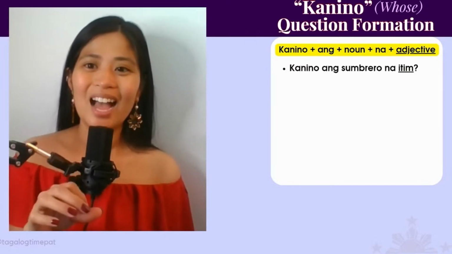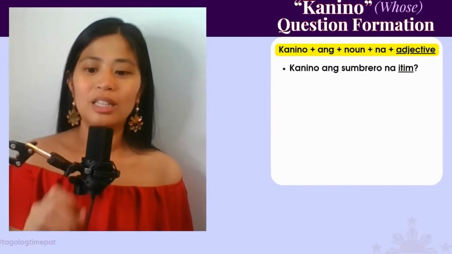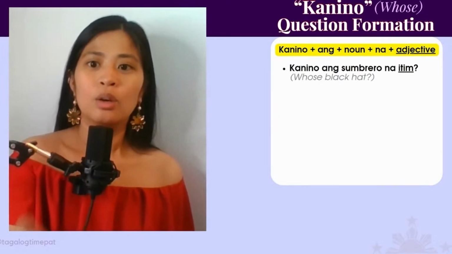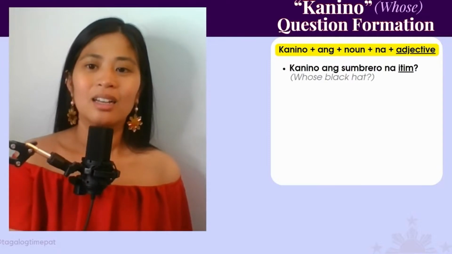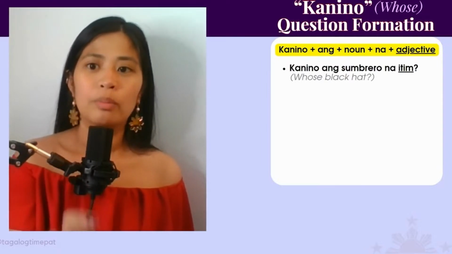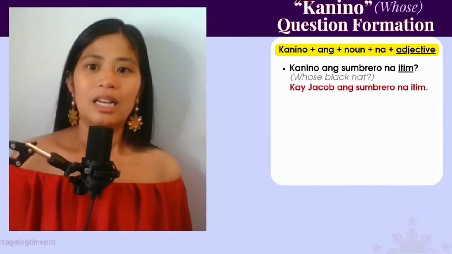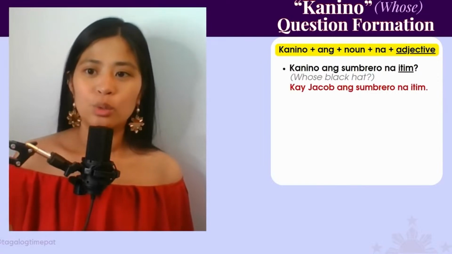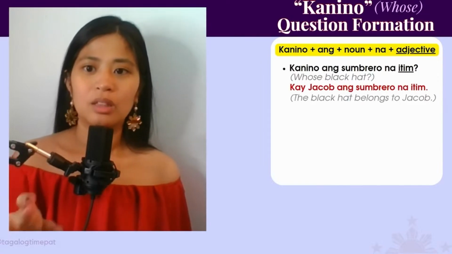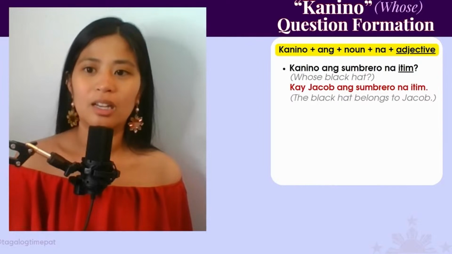So kanino ang sombrero na itim? Whose black hat? Sombrero is hat, na itim. Itim means black. Now the response: Kay Jacob ang sombrero na itim. The black hat belongs to Jacob.